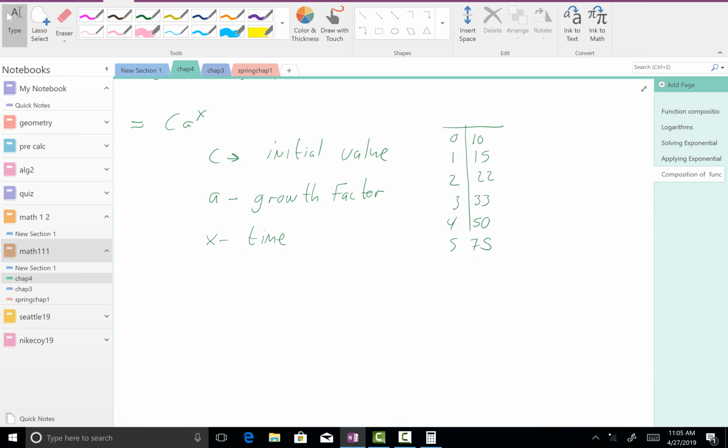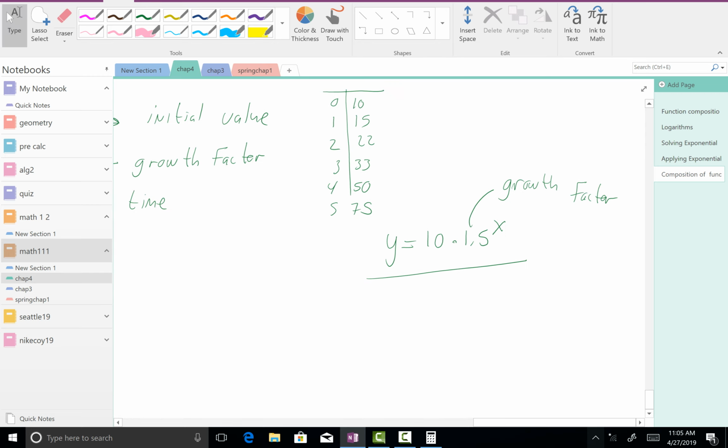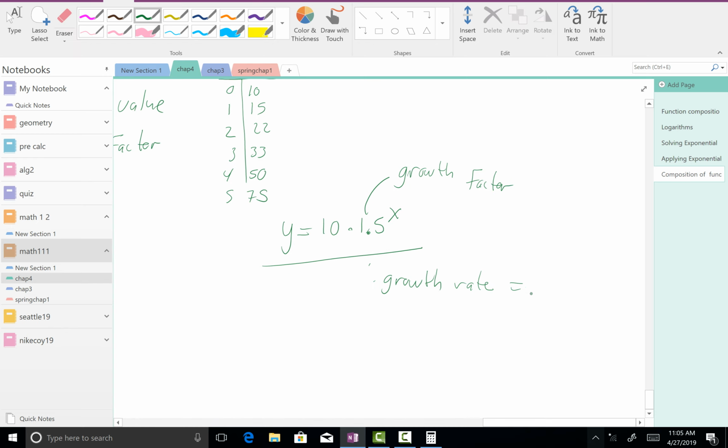So in this case, my equation was y equals, or function, 10 times 1.5 to the x, where that is the growth factor, but the growth rate is equal to 0.5 or 50%.